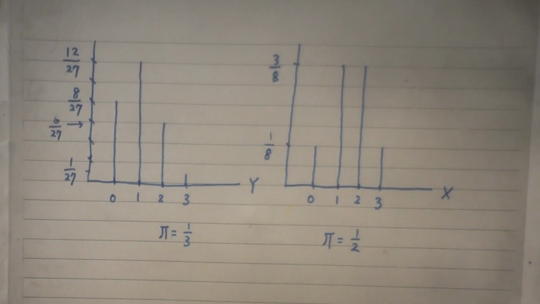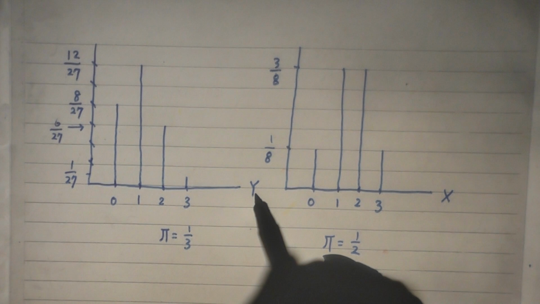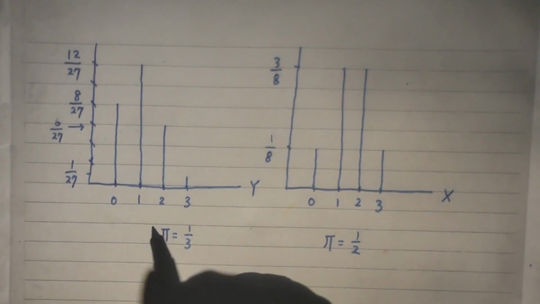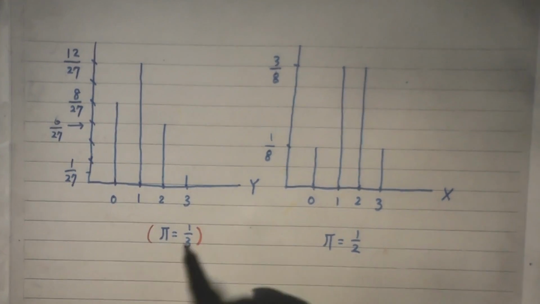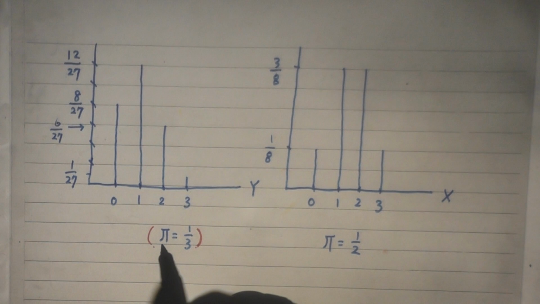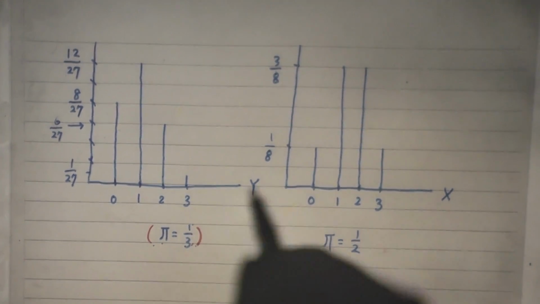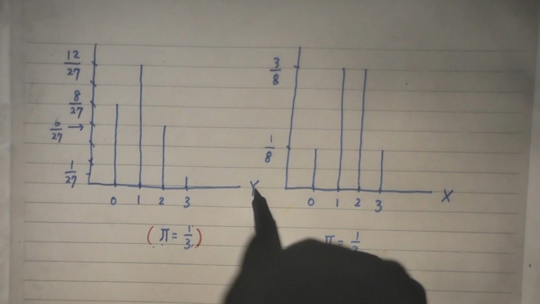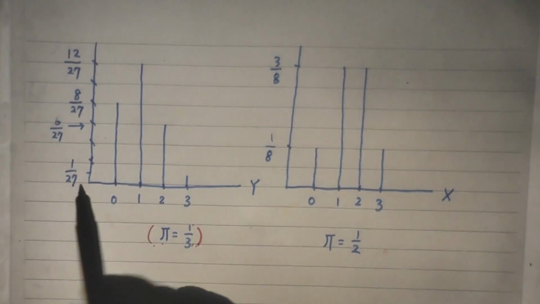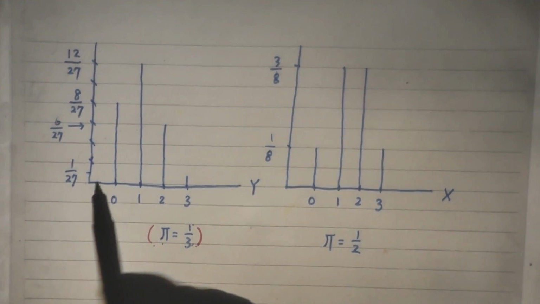Okay, let's revisit the example. Y is the number of heads resulting from flipping a biased coin 3 times. And how biased is the coin? The chance of getting a head is 1/3. When you flip such a coin 300 times, you expect to see 100 heads. And the probability mass function for Y is like this, which I showed you in the last video.